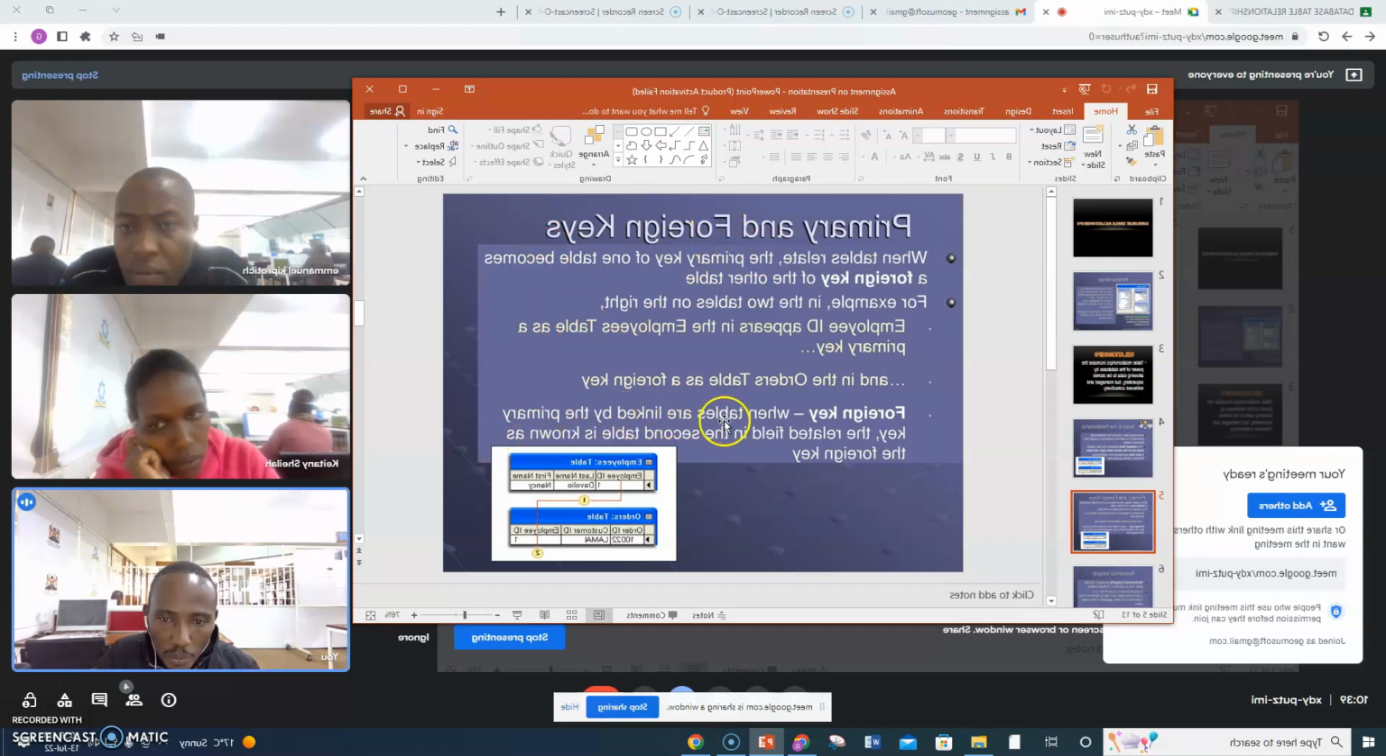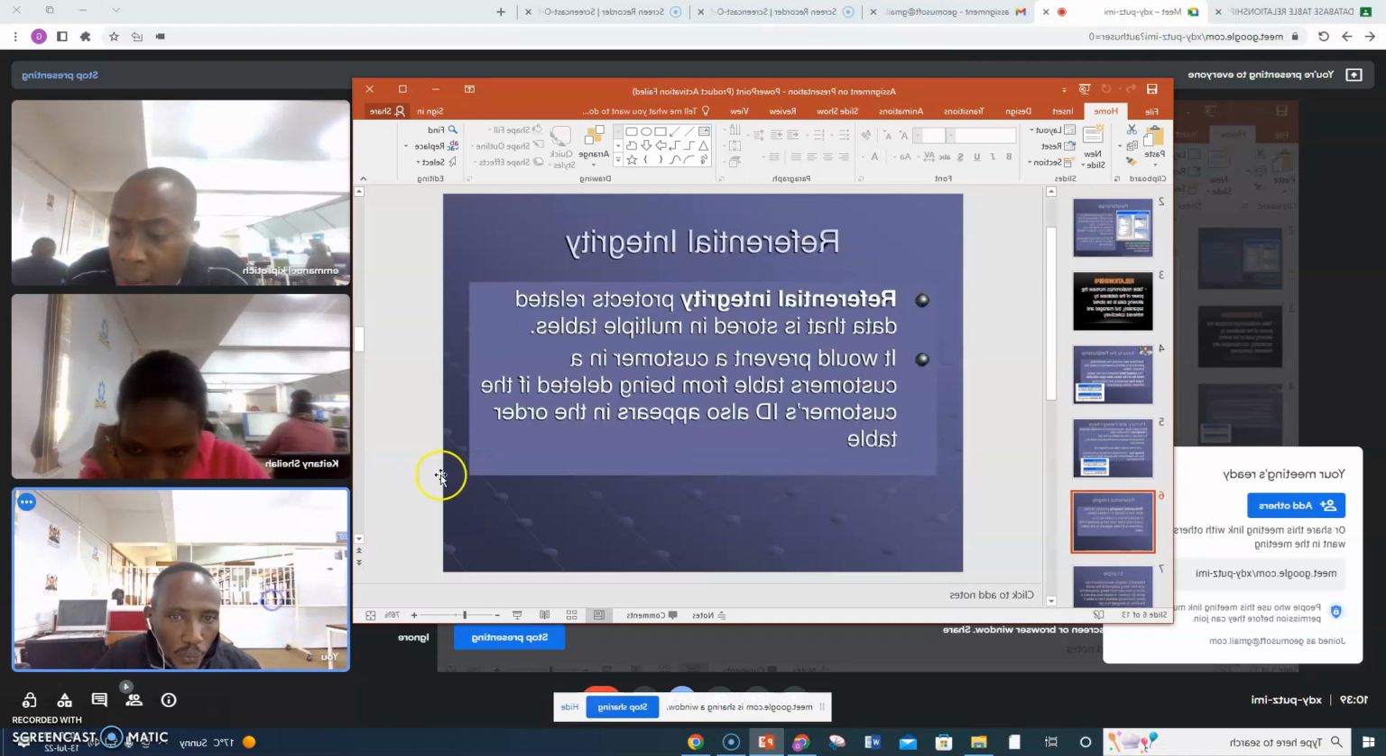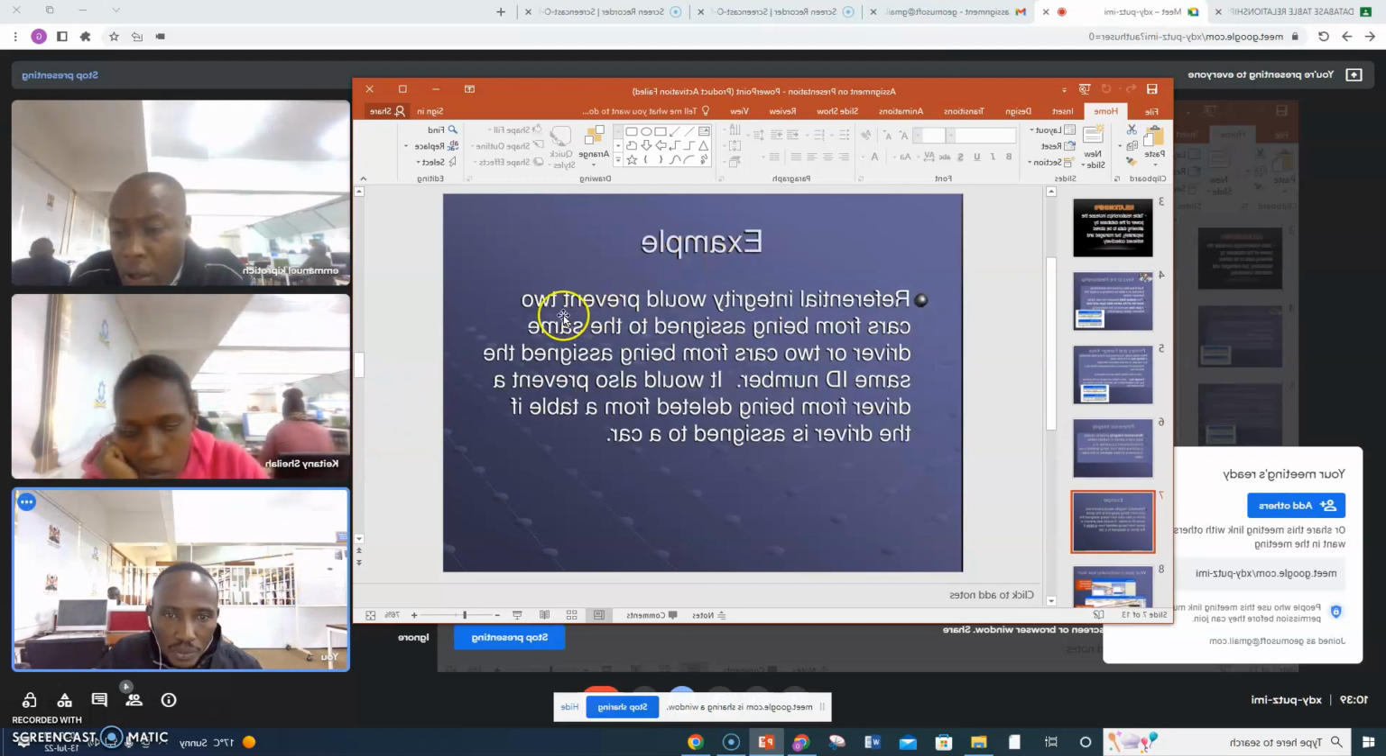So foreign key: when tables are linked by the primary key, the related field in the second table is known as the foreign key. Now, we have referential integrity. With referential integrity, one thing we're supposed to know is that it protects related data that is stored in multiple tables. So if there is any related data that you want to store in multiple tables, you need to apply referential integrity. It's very important.